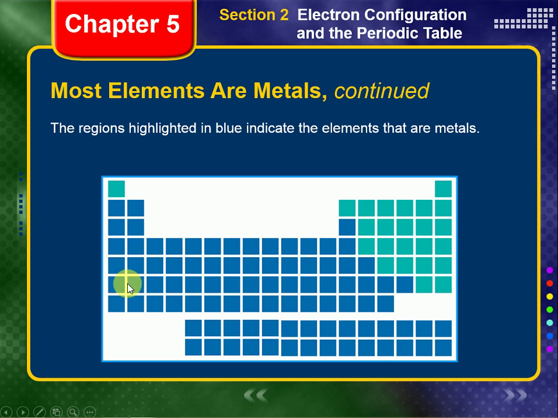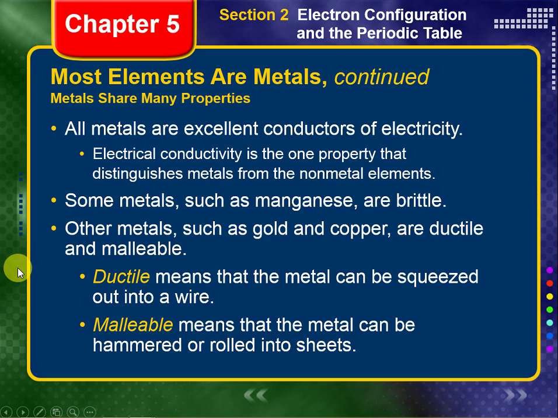And so in blue here, we have all the different types of metals. On the periodic table, you can see that most of the elements are in fact metals, with a couple of these non-metals over here on the extreme sides. So we talk about metals as a group because they share many properties. All metals are excellent conductors of electricity. Electrical conductivity is one property that distinguishes metals from the non-metal elements.